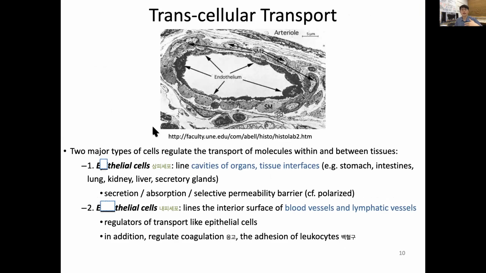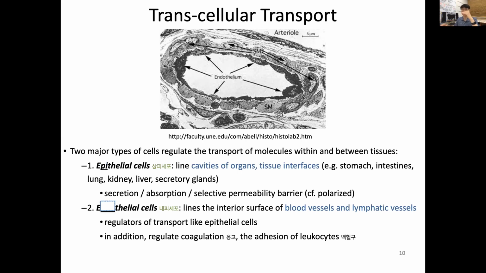So let's then consider cellular transport. Two major types of cells regulate the transport of molecules within and between tissues, and through the cell, especially when you get into capillaries. Those cells that line cavities of organs and tissue interfaces, such as the inner lining of the stomach, intestines, lungs, kidneys, liver, and secretory glands are called, of course, epithelial cells.